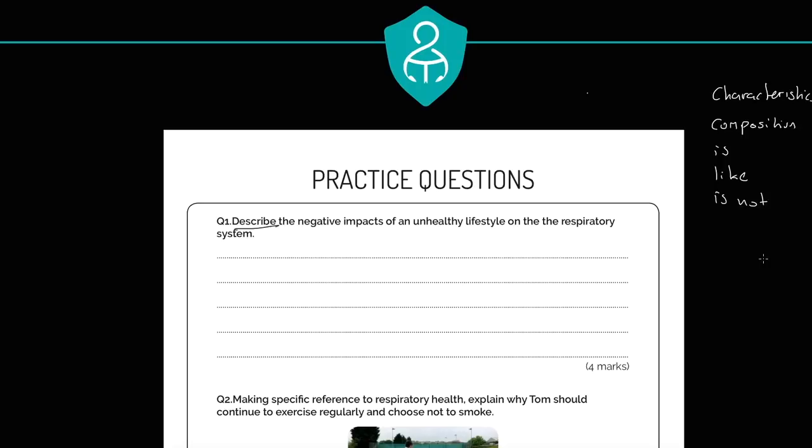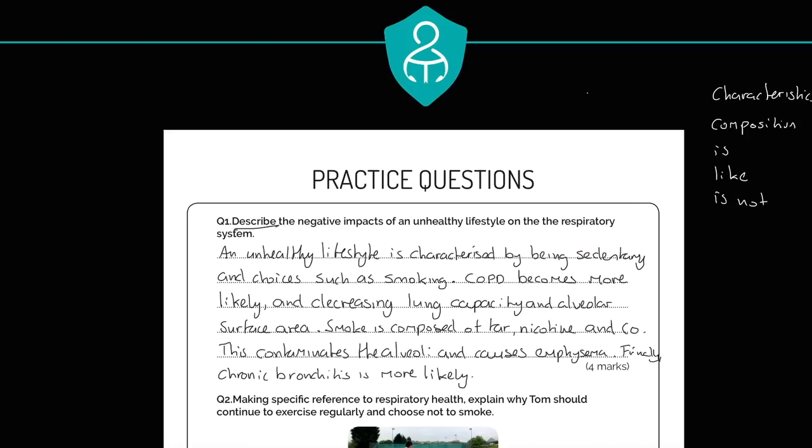We don't have to say the becauses and the therefores. We don't have to say the this means. We don't have to say the strengths and the weaknesses. We don't have to say the whereas or similarly, because we're not comparing. But what we have to do is give characteristics and composition, what it's like, what it is not. So let's see a couple of examples. Let's have a little read of this question. Describe the negative impact of an unhealthy lifestyle on the respiratory system.